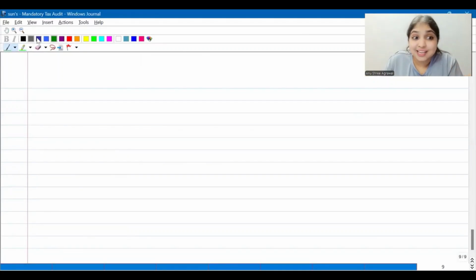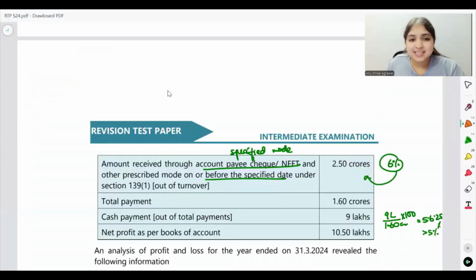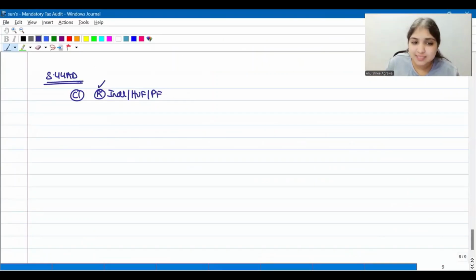Now 44AD, I have already given you thorough knowledge. Yes guys, think about the conditions. What are the conditions I told you? First condition, the assessee has to be a resident individual or HUF or partnership firm. See, is the assessee a resident? The question does not say anything, so I'll assume he's a resident and he is an individual. So condition 1 fulfilled.